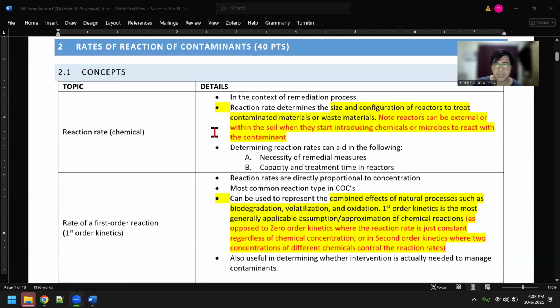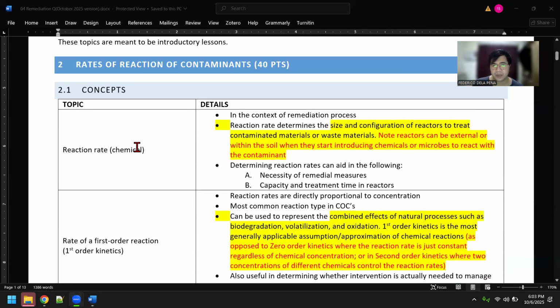First, let's define some concepts. You have your reaction rate. Okay. So the reaction is important because when contaminants react, of course, it reduces their concentrations, okay, which can allow the contaminants to reach safe levels, okay, or very dilute levels where they cannot impose any hazard.